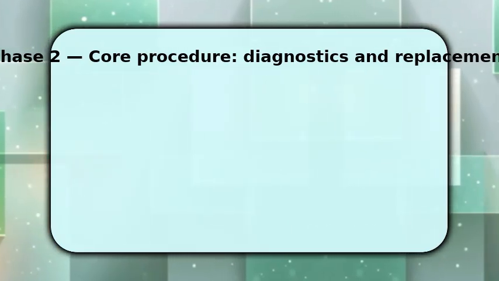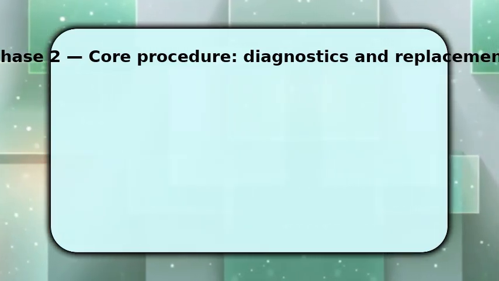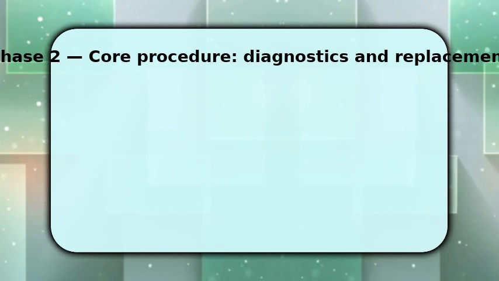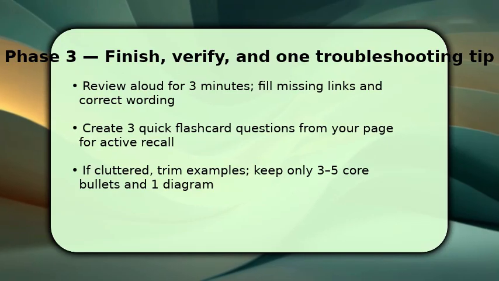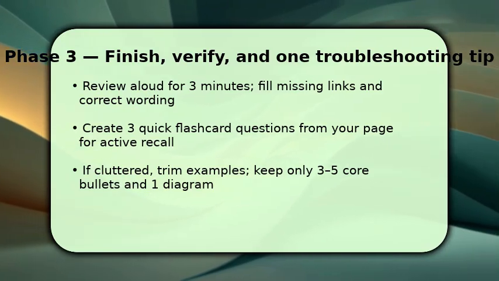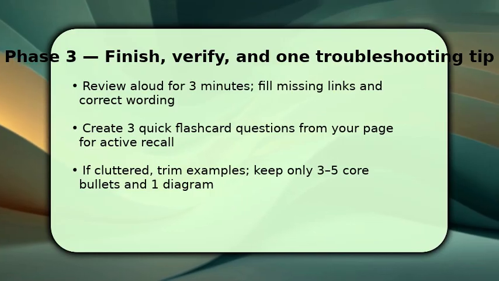Once done, tag each item as core or example. Make sure core concepts take priority and are visually emphasized. Finish by reading your page out loud for 3 minutes. This reveals gaps and awkward phrasing, so you can tighten definitions and links.